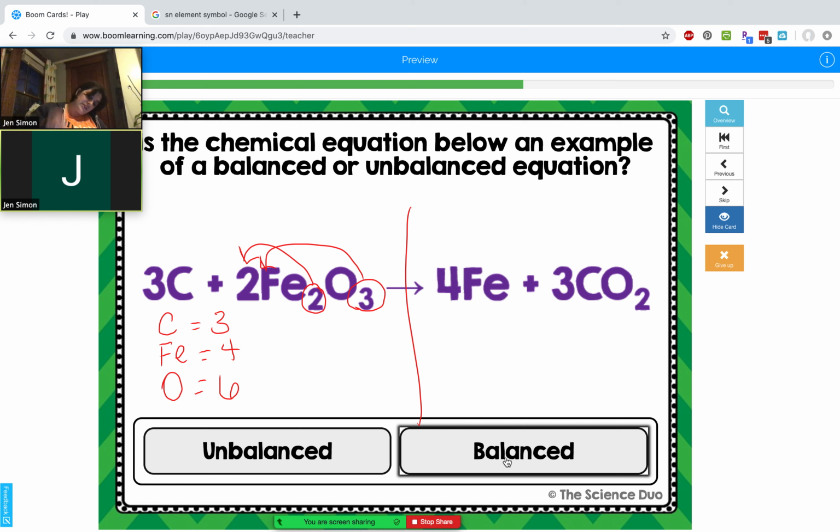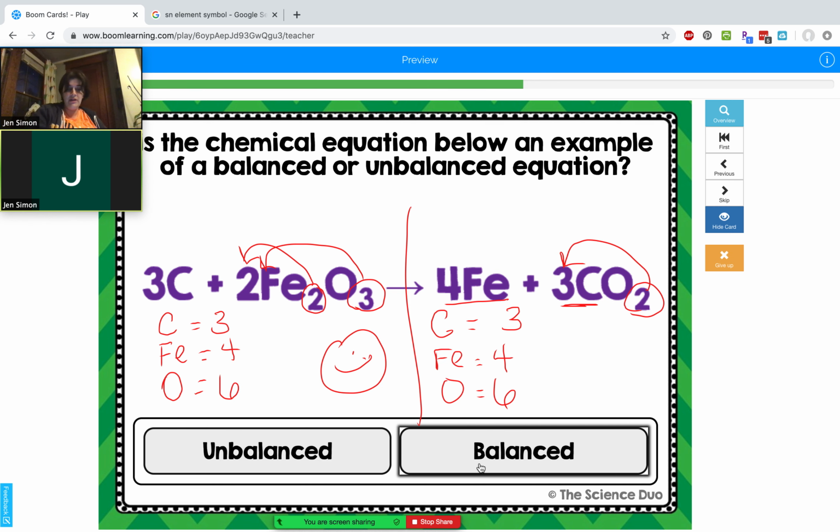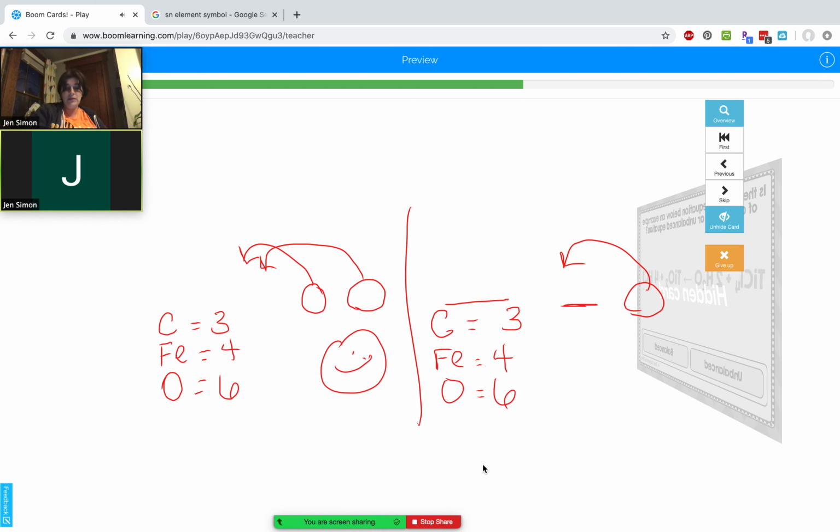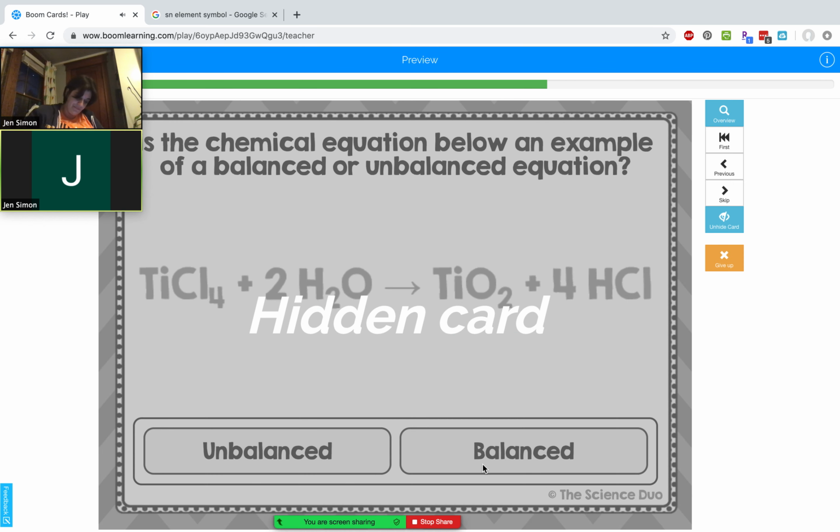On my product side, I have C, Fe, and O. And we'll talk about this more next week, but I write them in the same order, so it's easier for me to compare them. Carbon, I have 3 here. Iron, I have 4. And oxygen, I have 2 times 3, which gives me 6. And if I look at it, it looks like all my numbers line up on either side, and that one is balanced, unlike that smiley face I just attempted to draw.